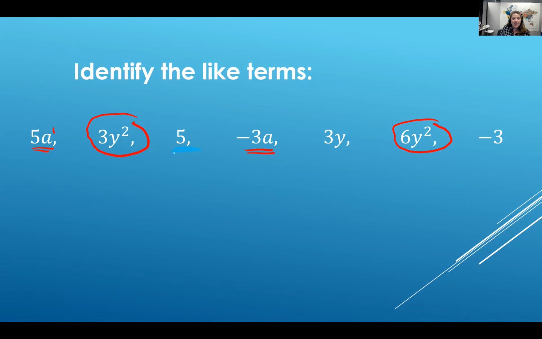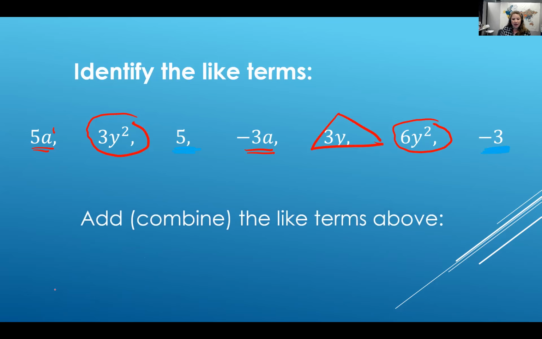5 is a constant. It doesn't have a variable attached to it. So is there another constant? Yep, negative 3. Those are like terms. And then finally, 3y is sitting there all by itself, right? So it doesn't have a like term.